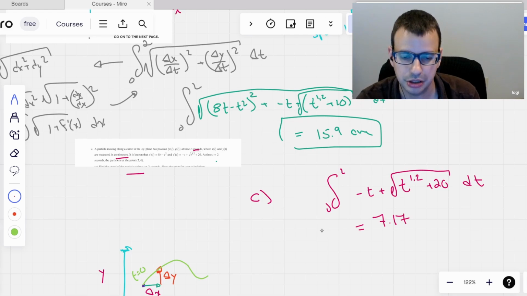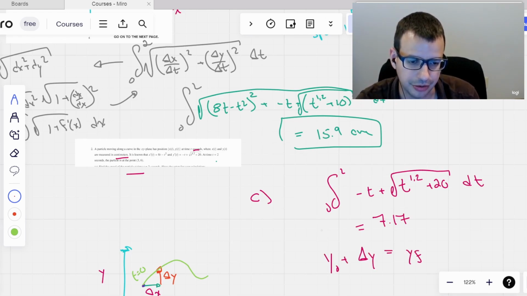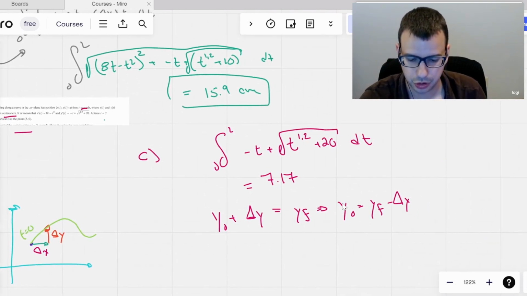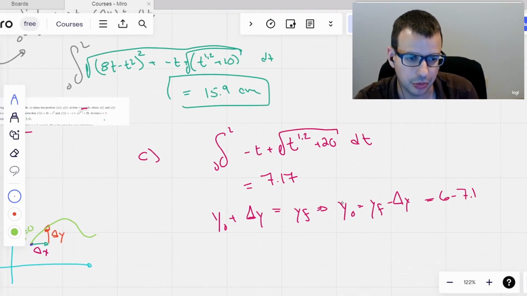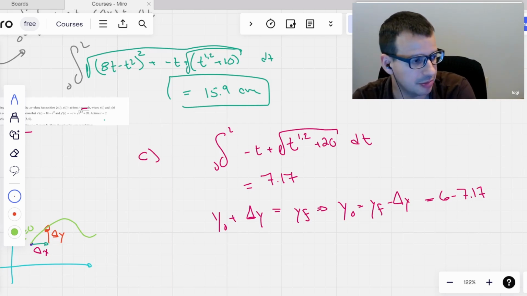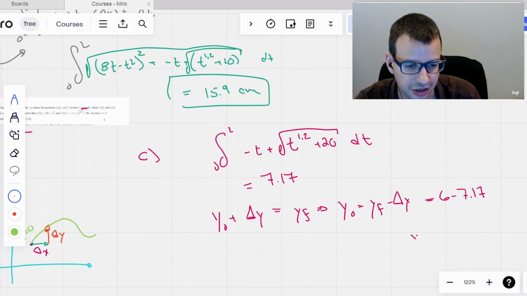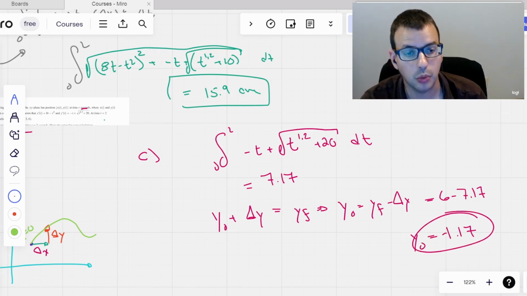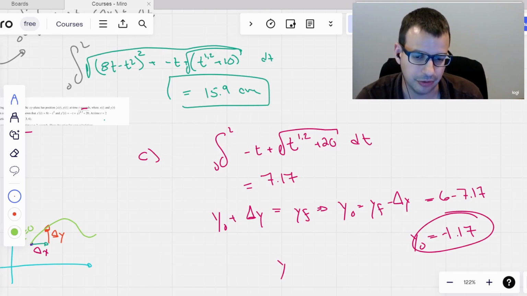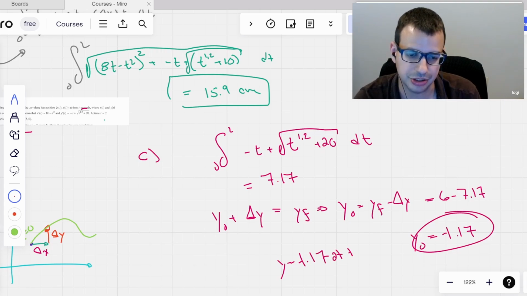7.17. So I'm going to say that y initial plus change in y equals y final. Therefore, y initial is going to be y final minus change in y, which is equal to 6 minus 7.17. And that gives me an answer of y initial is negative 1.17. So then I'd probably say something formally like y equals negative 1.17 at t equals 0.